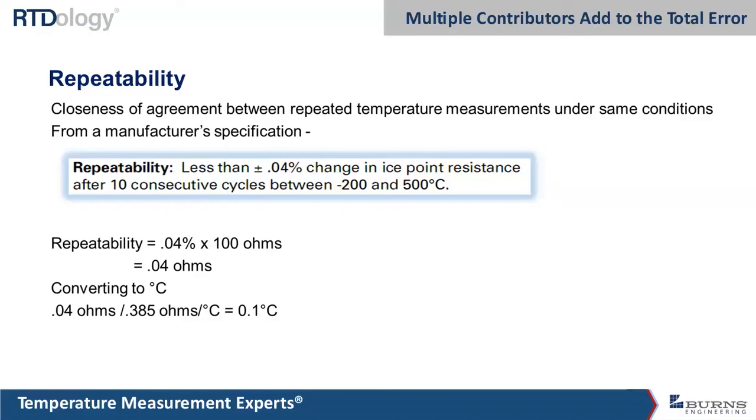Repeatability usually comes in as a number of different temperature cycles over the service temperature of the probe. And in this example, it's 0.1 degrees C after 10 cycles.